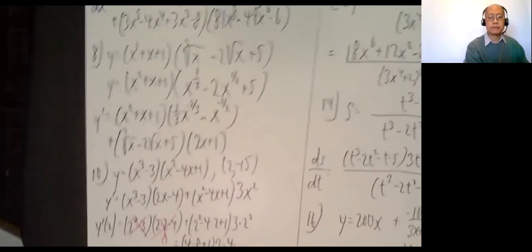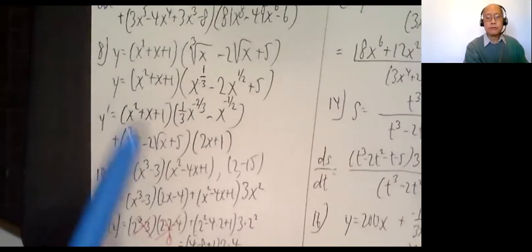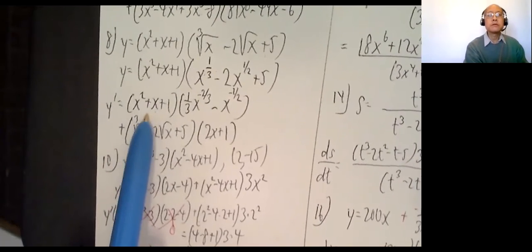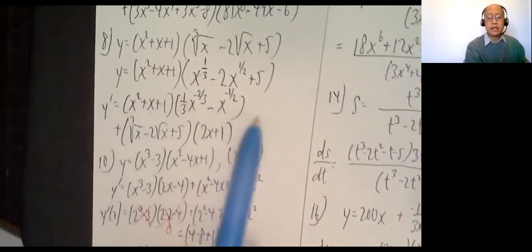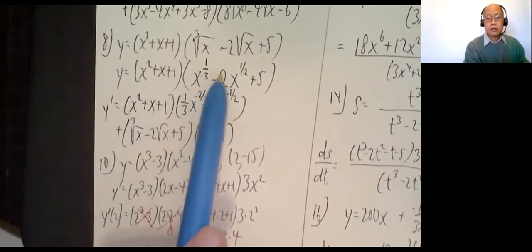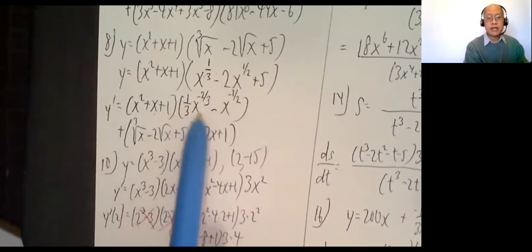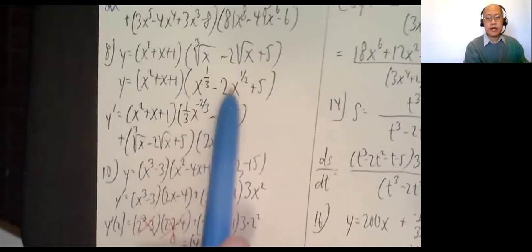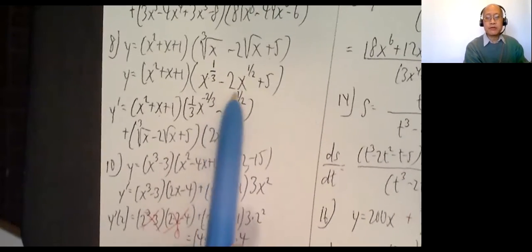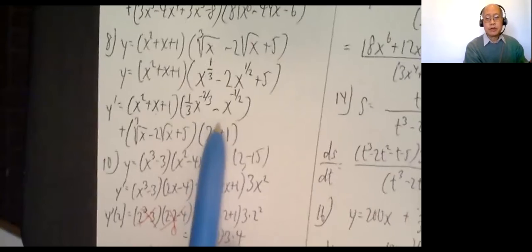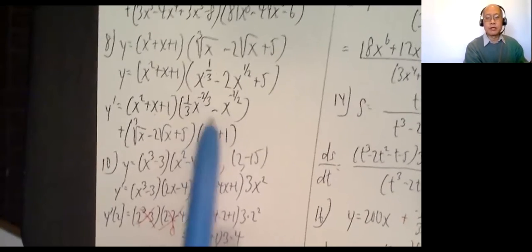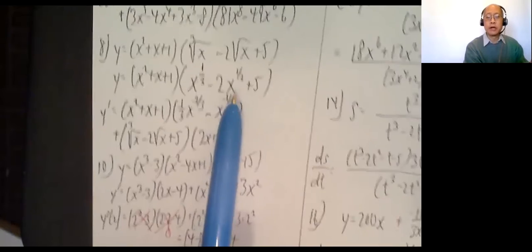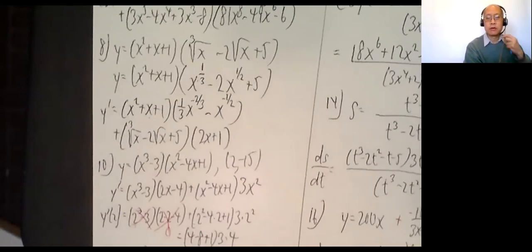All right, so now it's ready to go. So y prime, copy the first function, and then times the derivative of the second. So 1/3 x to the negative 2/3. And what's the derivative of this? 1/2 times negative 2 is negative 1. So it's negative 1. You don't have to write the 1, just negative x to the 1/2 minus 1. 1/2 minus 1 is a negative 1/2.